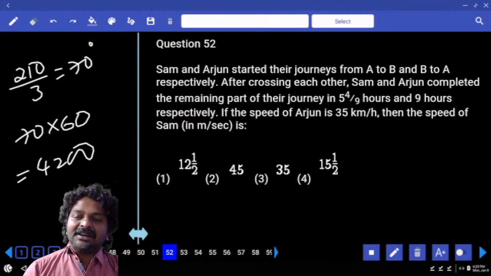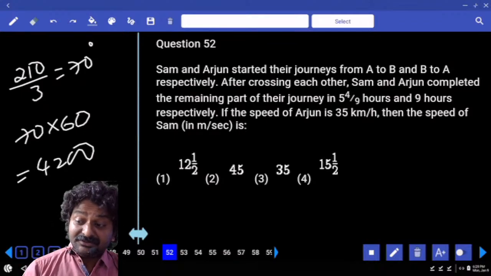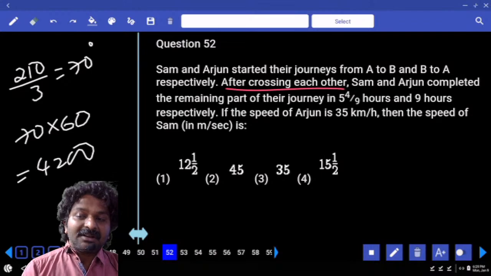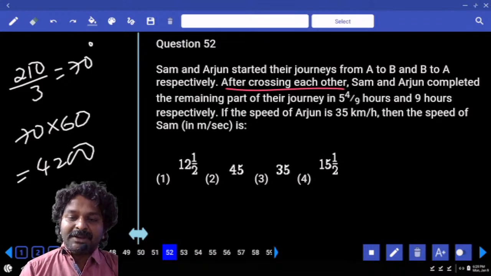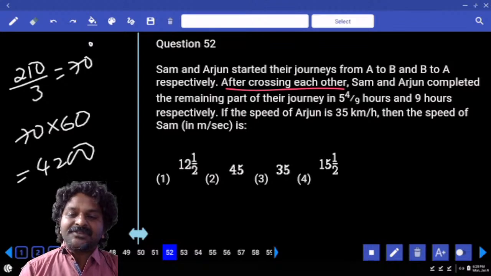Sam and Arjun started their journey from A to B and then B to A respectively. After crossing each other, this word is very important, Sam and Arjun completed the remaining part of the journey in 5 4/9 hours and then 9 hours respectively. Speed of Arjun is 35, speed of Sam is?